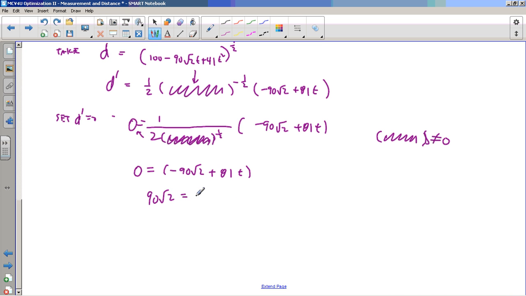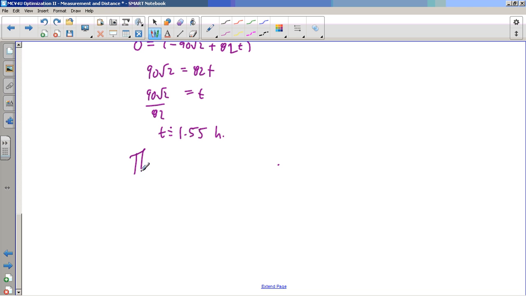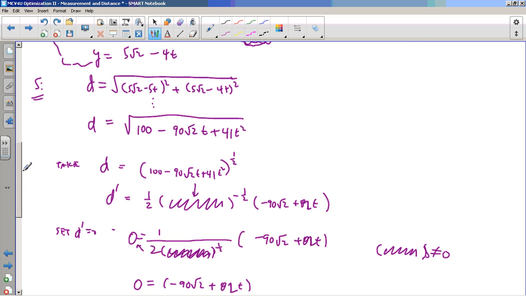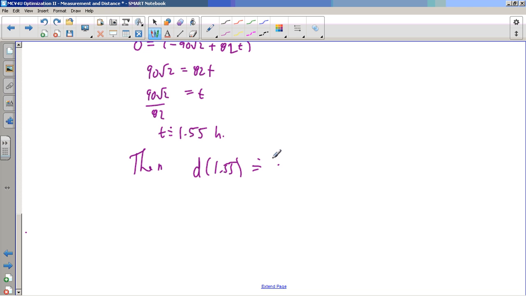90 root 2 equals not 81, I think it's 82. Did you catch that error? Right? The 2 comes down, it becomes 82t. So t is 90 root 2 over 82, which is about 1.55 hours. And then solve back, right? You got to put t equals 1.55 back into this formula, and you should get, after you bing, bing, bing away on your calculator, about 1.1 kilometers.